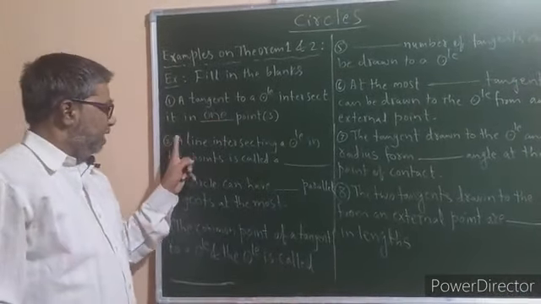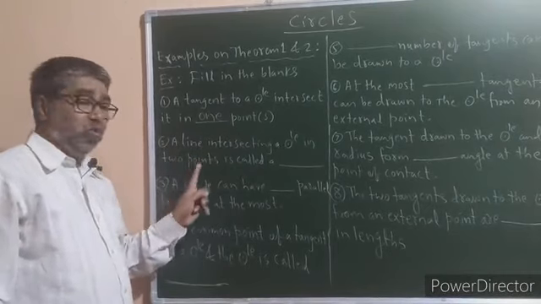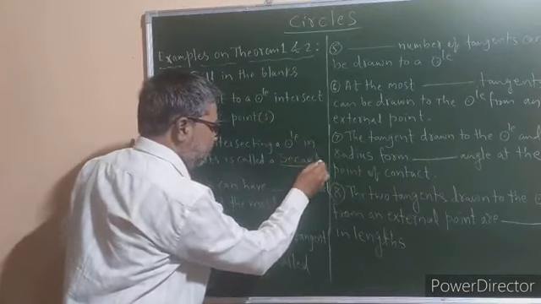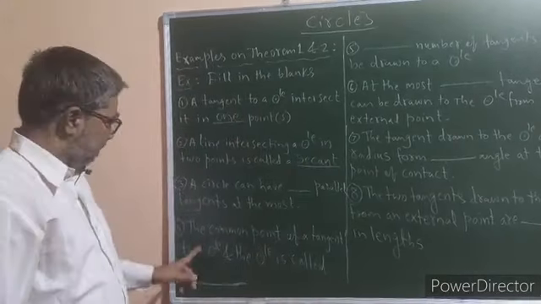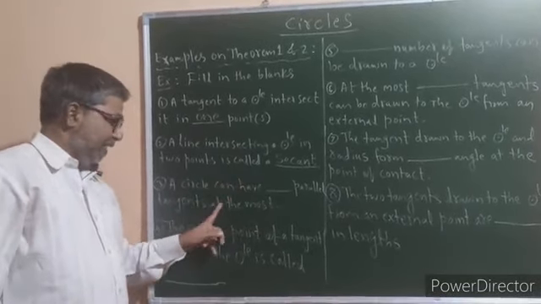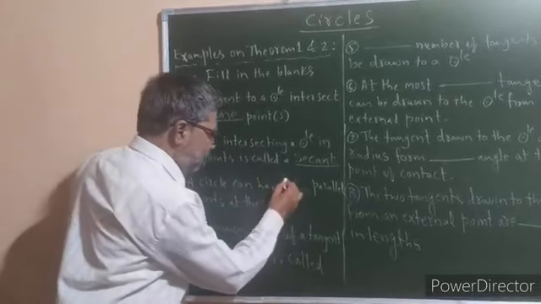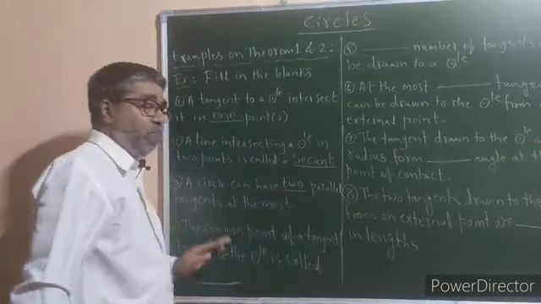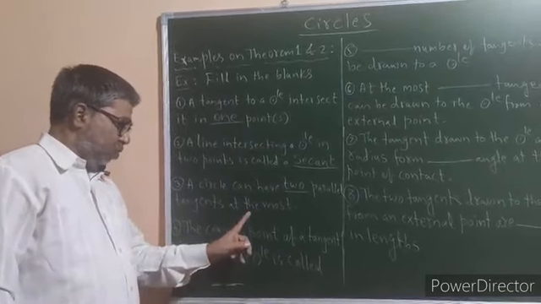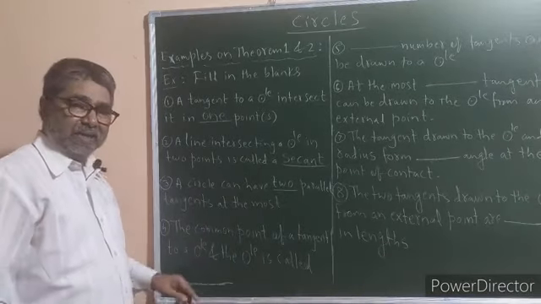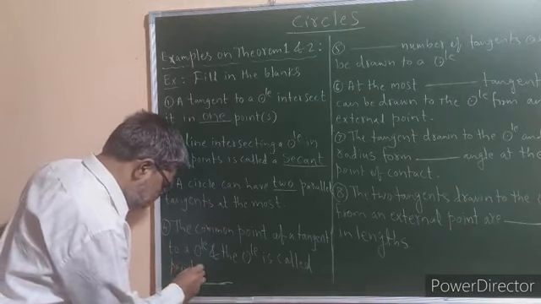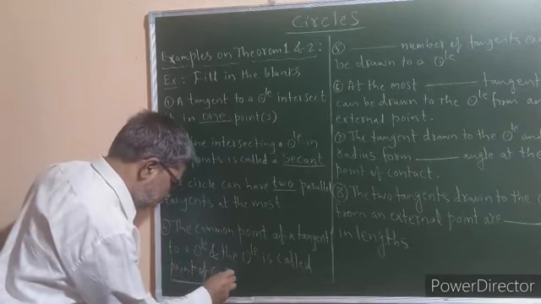Now the second statement: a line intersecting a circle in two distinct points is called a secant. So the answer is secant. Third one: a circle can have dash number of parallel tangents at the most. A circle can have at the most 2 parallel tangents. Fourth one: the common point to a tangent to a circle and the circle is called the point of contact.